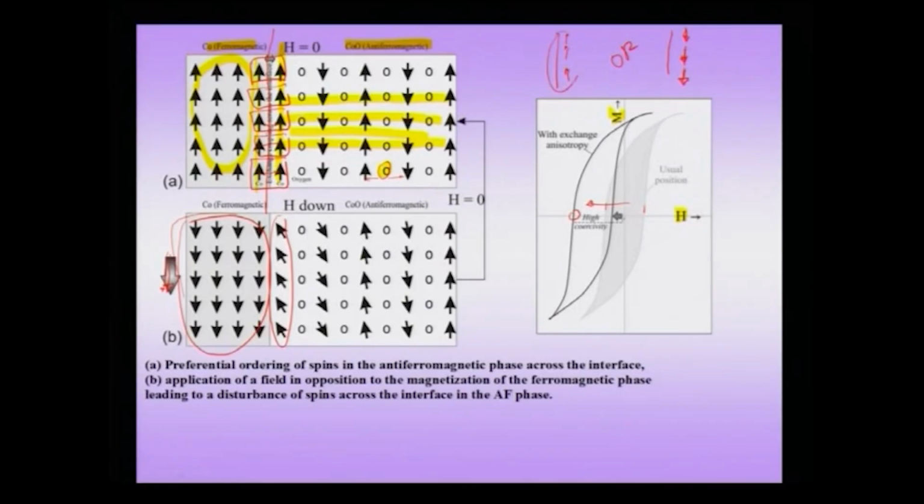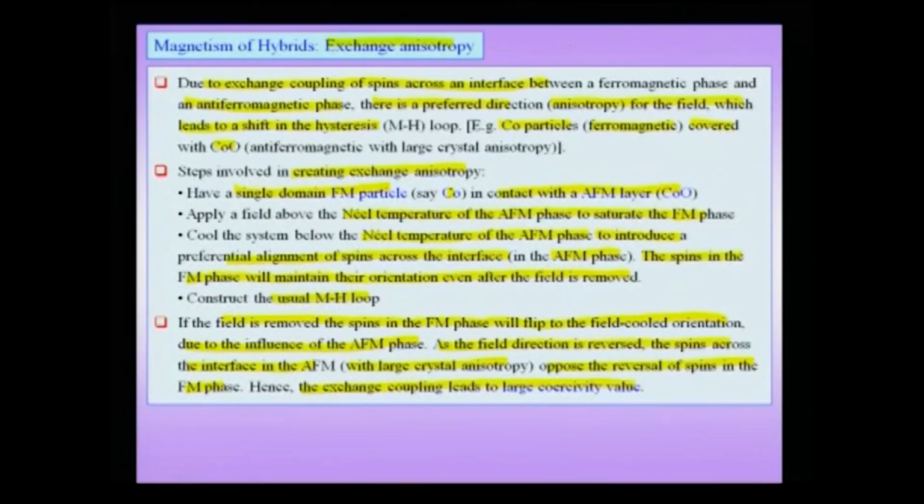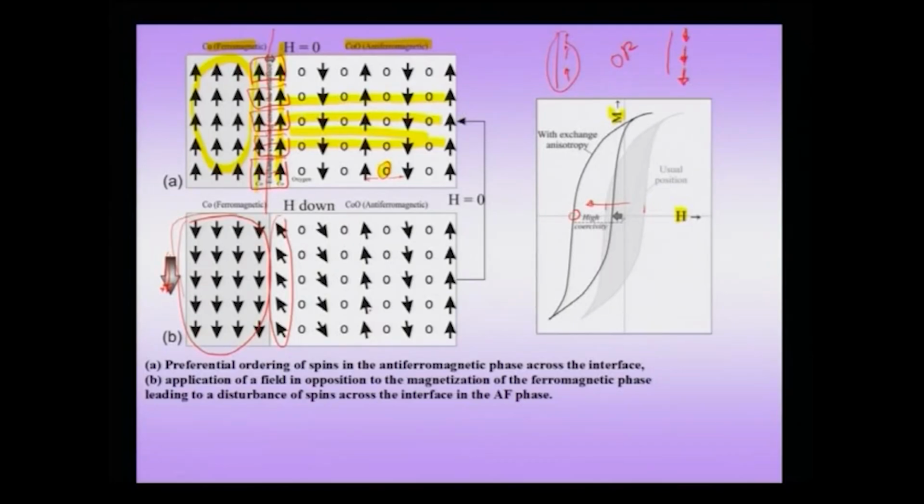Out of the two options we said, one of the options is chosen as the spin up option, because the spins are up in the ferromagnetic phase. Then of course, we can go ahead and construct the usual MH loop. While constructing the MH loop, in the forward upward direction of the spins, there is no problem, the magnetic field pointing upward. When the magnetic field points downward, the ferromagnetic layer wants to switch to the down spins, but because there is a coupling across the interface and the cobalt oxide has high anisotropy, the spins in the ferromagnetic layer do not want to change their orientation across the interface.